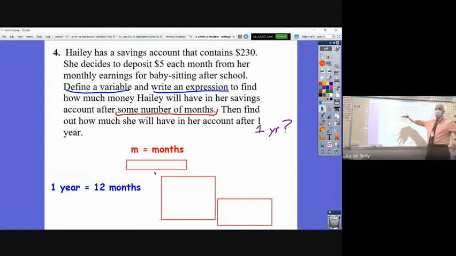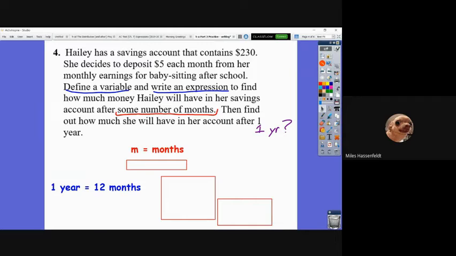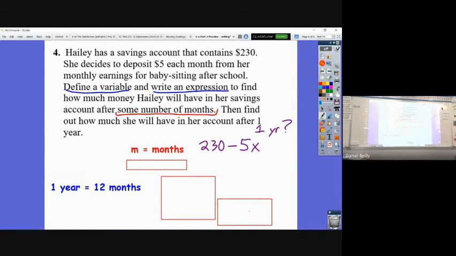Okay, I used M. But some number of months is the unknown thing here. We don't know how long she's putting this money in the account. All right, and what's your expression, Miles? How much money does she have in her account after M months or X months? 230 minus 5 times X. Okay. Is the amount of money that she has in her account going up or going down?